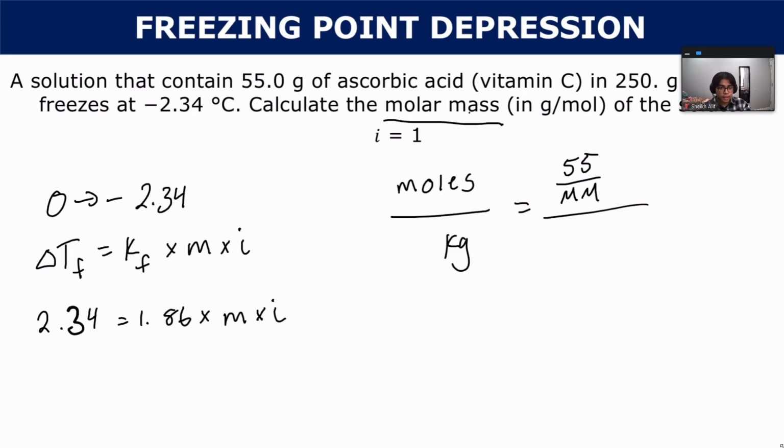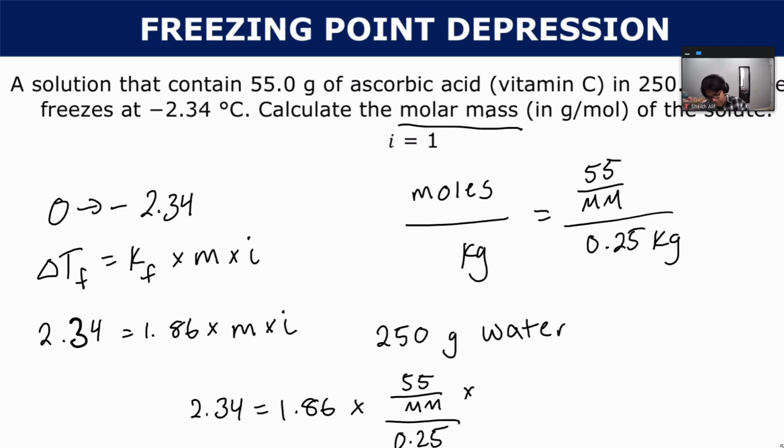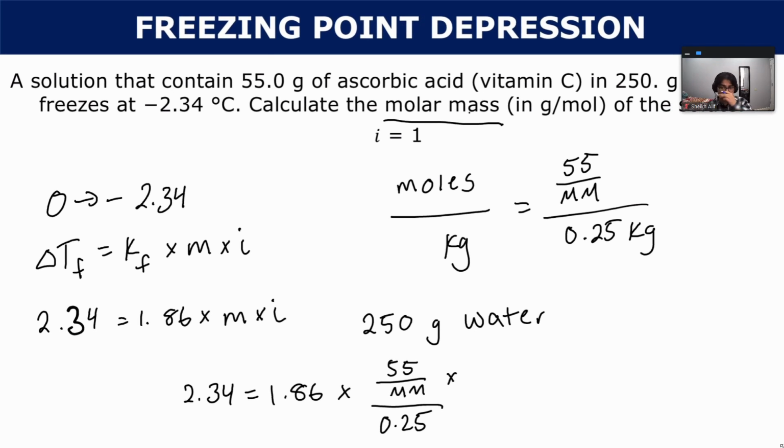Okay, now that we determined how many moles there are, we need to figure out the kilograms of solvent. The solvent here is the water. We have 250 grams of water, and 250 grams is just 0.25 kilograms. So we know that 2.34 equals 1.86 times 55 over the molar mass, over 0.25, and then times i, which is going to be 1. So we just multiply by 1.